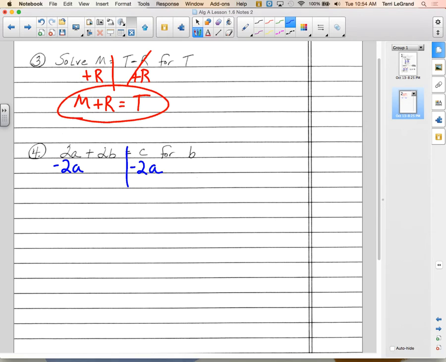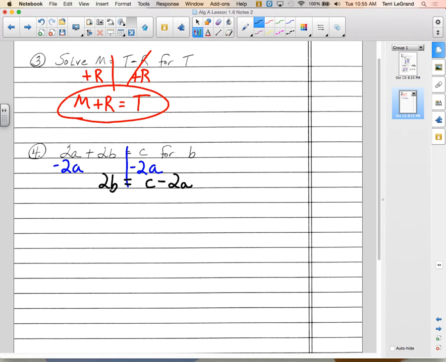Well, what do we have now on the left side after we subtract that 2a? 2b equals, and what do we have on the right side? C minus 2a. Can't put them together, they're not like terms. C's are not like A's. Okay. Suggestion what we would do next. Aurora, can you give us a suggestion? Even if you're afraid it's wrong, it's okay. Divide both sides by 2.